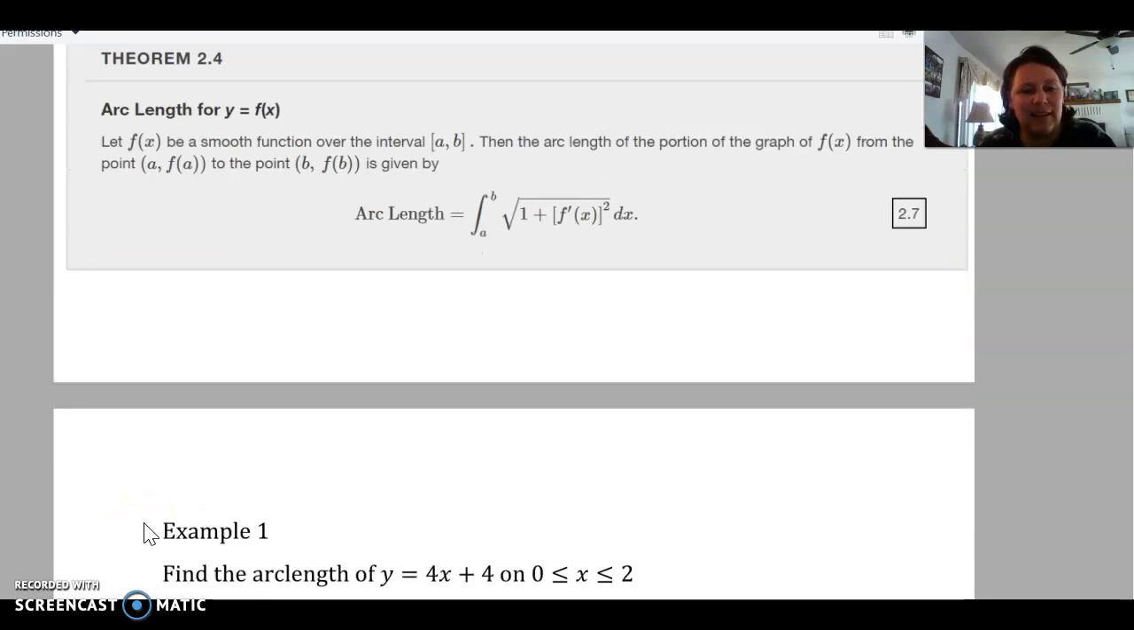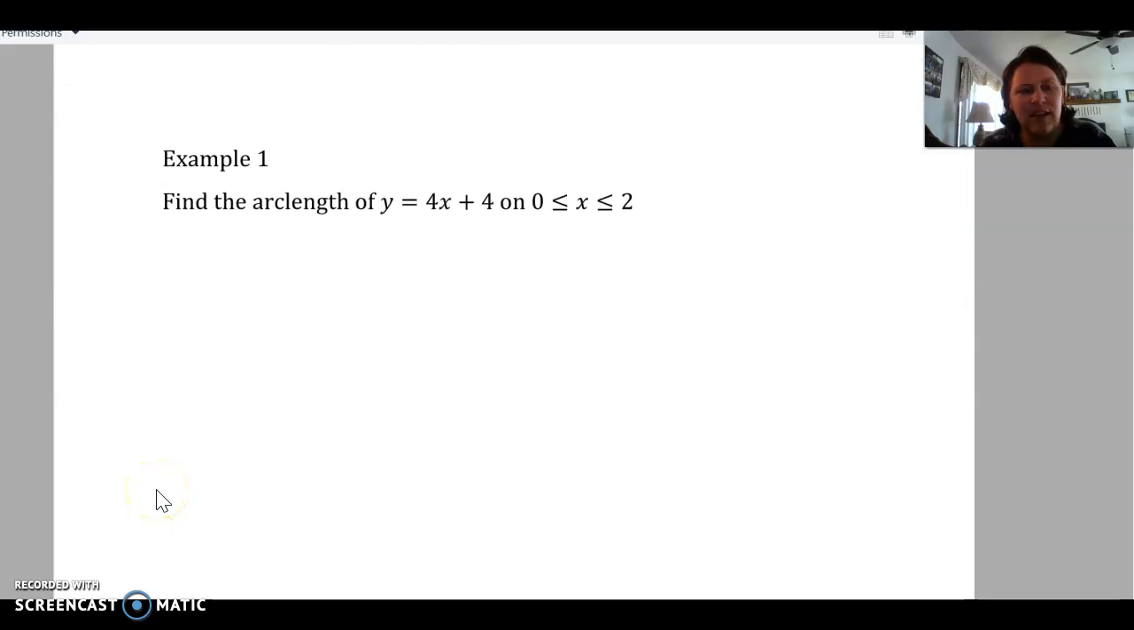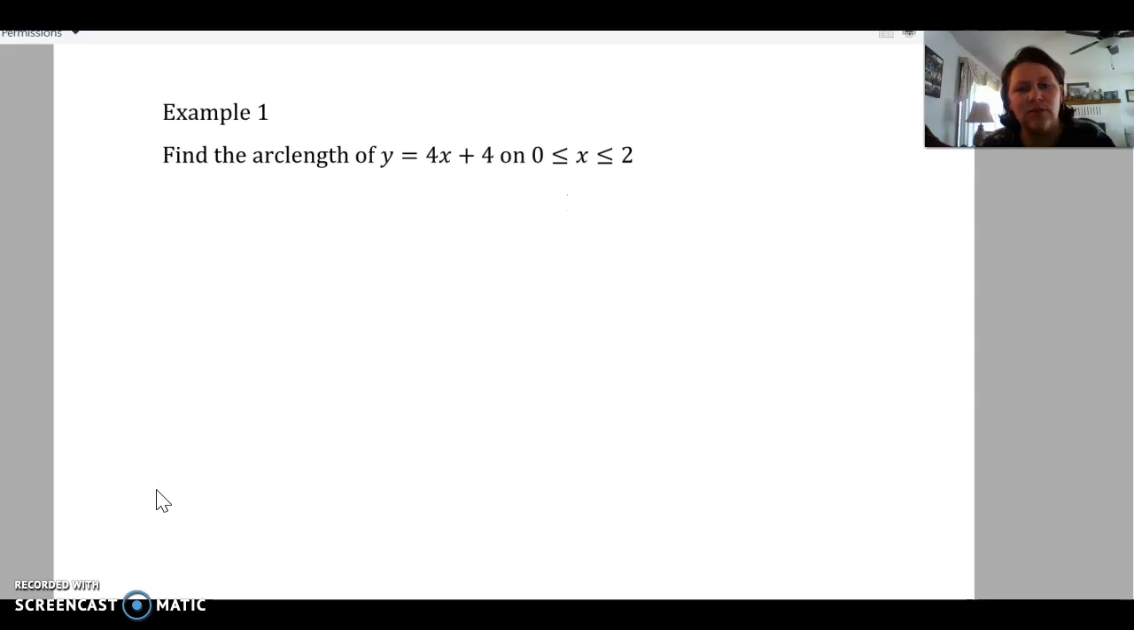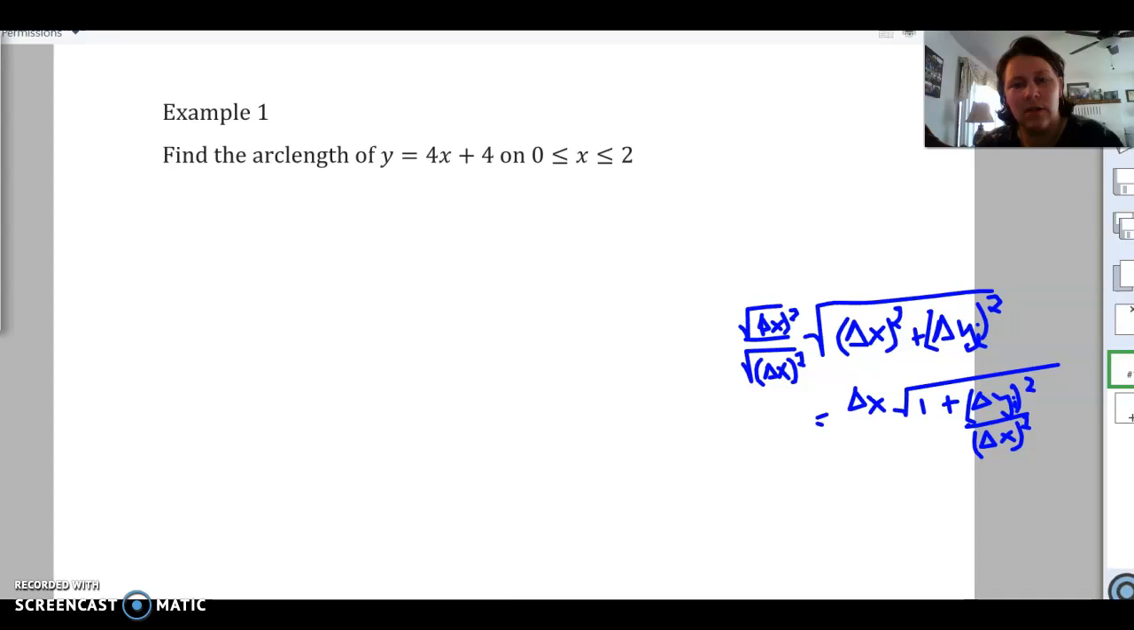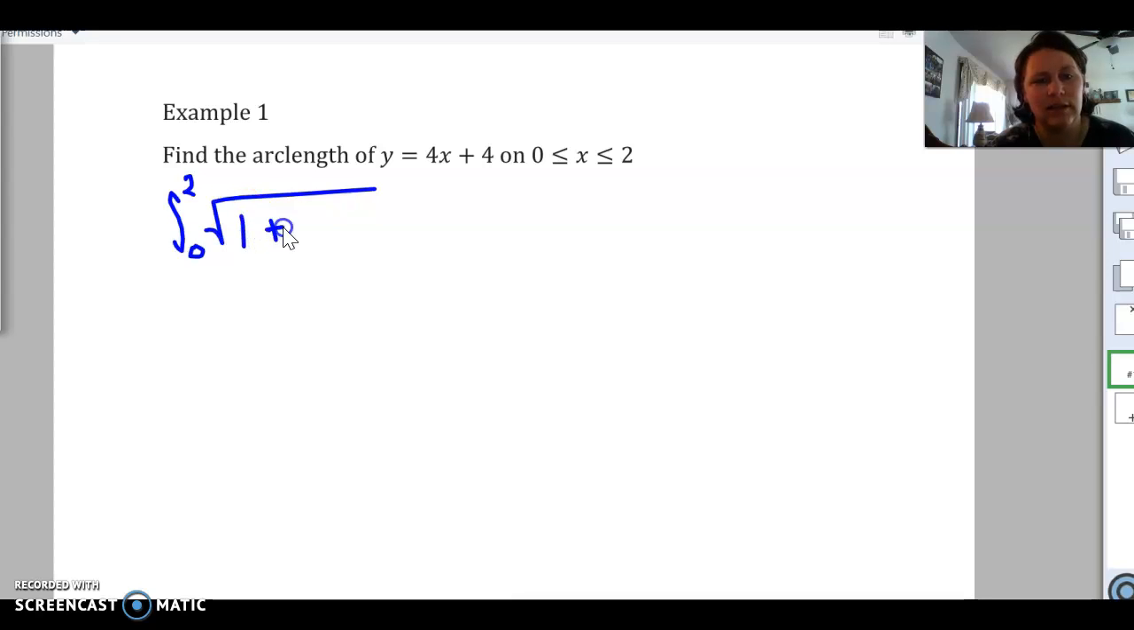And then let's look at our first example. Our first example says find the arc length of y equals 4x plus 4 on the interval from 0 to 2. So let's go ahead and set up our integral. Our integral is going to be from 0 to 2, and to find arc length, we take the integral of the square root of 1 plus f prime of x.